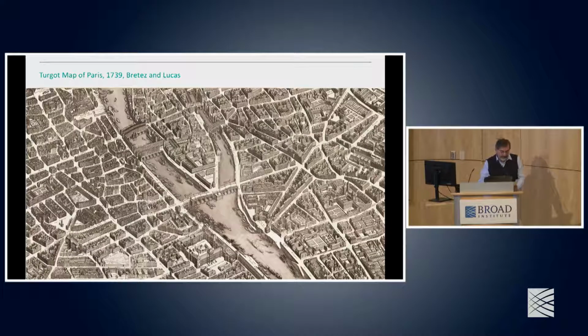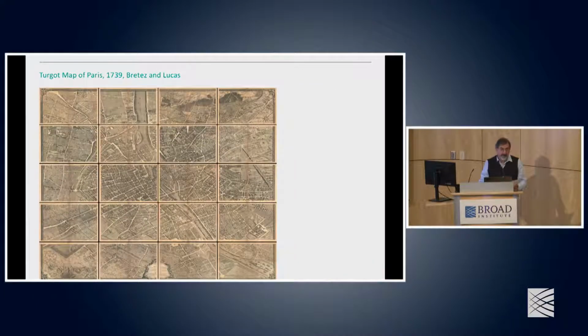The third function of maps is to represent the urban centers of civilization, the city. The Turgot map of Paris was designed by Berthez to display the city's architectural grandeur. It was engraved on 20 copper plates, printed and then bound into books.